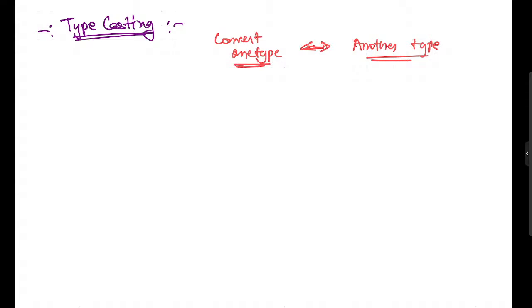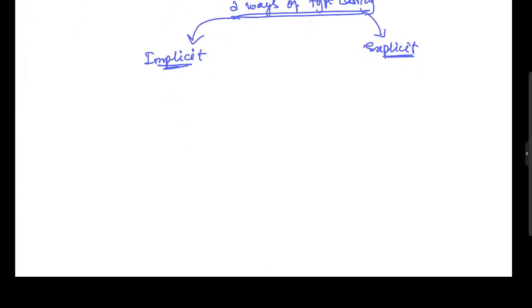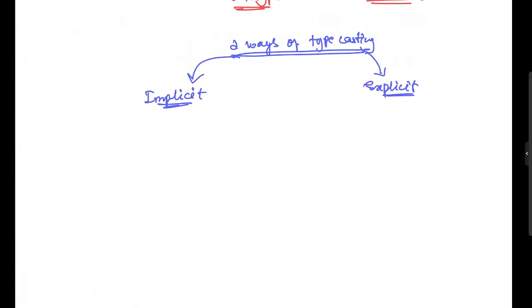Basically there are two ways of typecasting. One is known as implicit typecasting, and the other is known as explicit typecasting.